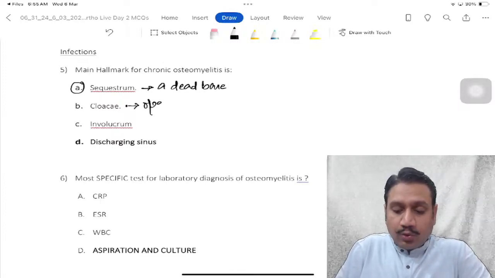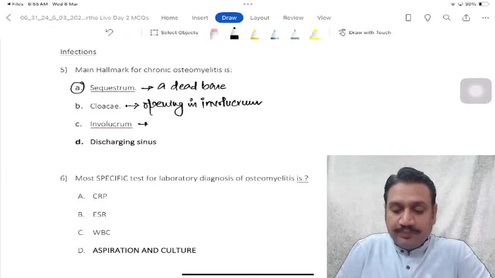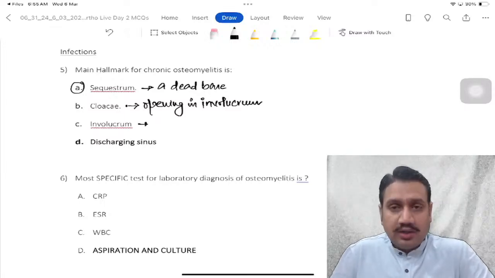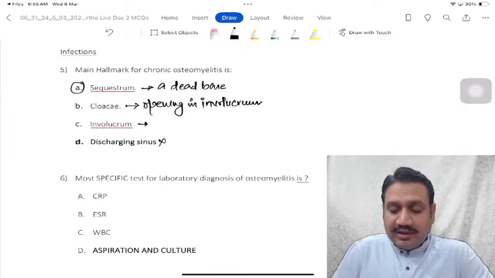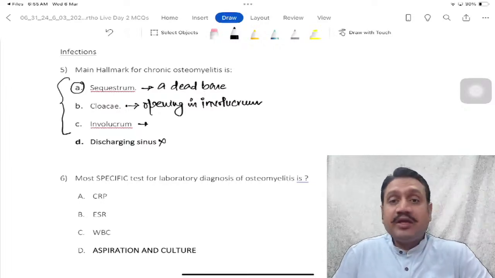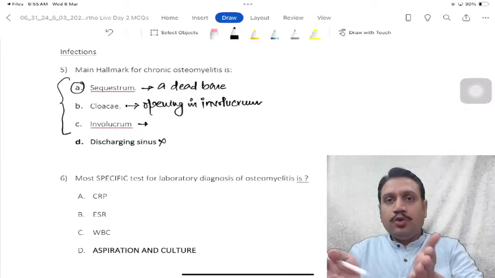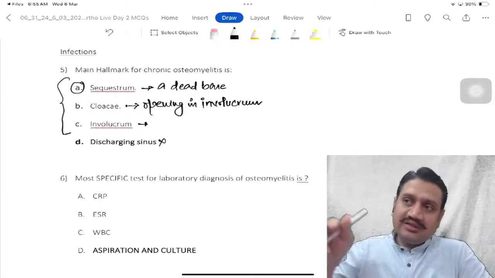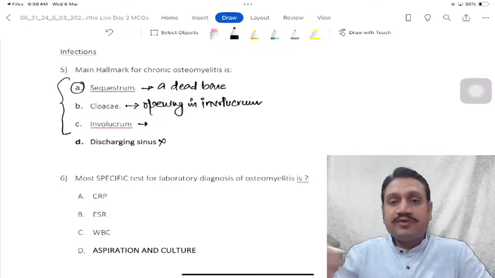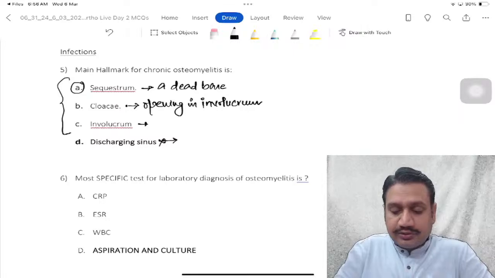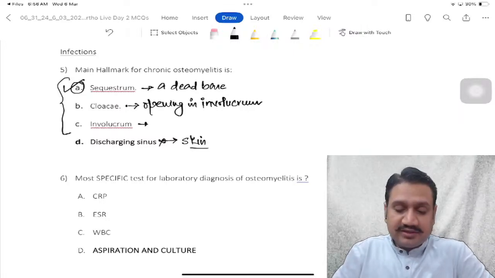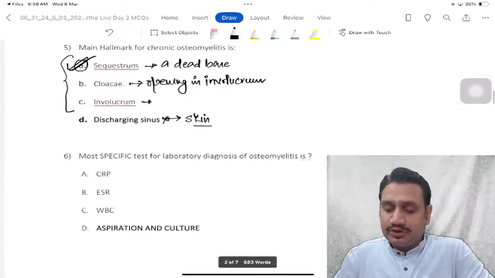Cloaca is an opening. Where does it happen? In the involucrum. So cloaca will be an opening in the involucrum. And what is the involucrum? Involucrum is a reactive new bone. So the discharging sinus will come once these three are already there. Sequestrum, a lot of granulation tissue, new bone, and rupture of that new bone is the cloaca. And once the abscess comes out of the cloaca, it comes out through the soft tissue. So the discharging sinus is what you see on the skin, the superficial surface. So it has to be the sequestrum all the time. Then only we call it chronic osteomyelitis.